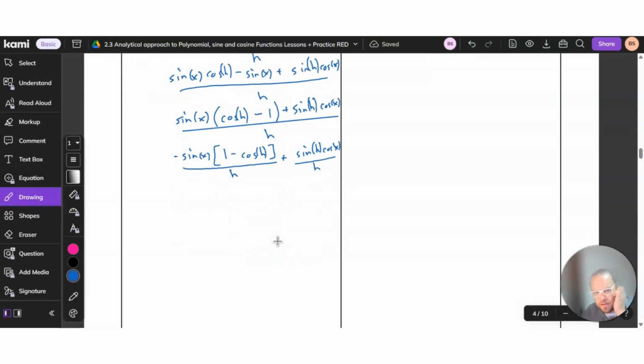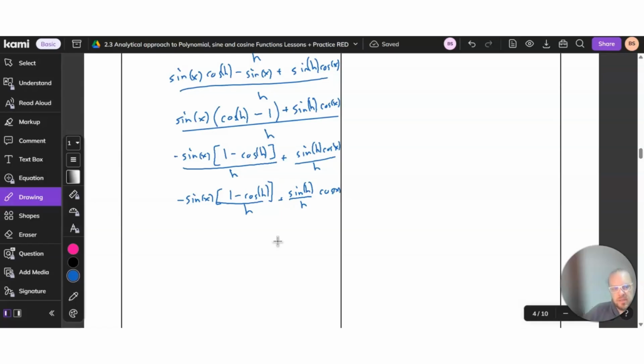And then here, if these are both over h, I don't have to put the h over all of it. So I could go negative sine of x times 1 minus the cosine of h only over h here, because it's the same as this being over 1, plus sine of h over h times the cosine of x over 1.